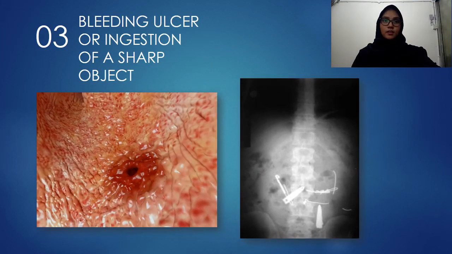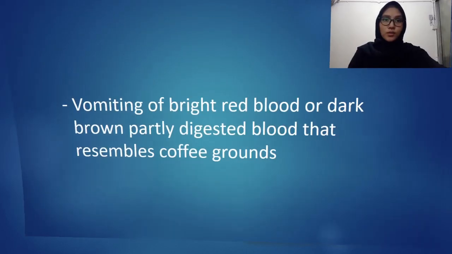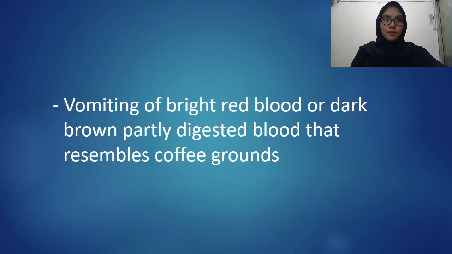Okay, the third common cause of internal bleeding is bleeding ulcers or ingestion of a sharp object. The signs and symptoms for bleeding ulcers or ingestion of a sharp object are vomiting of bright red blood or dark brown, partly digested blood that resembles coffee grounds, which means their vomit looks like coffee grounds.